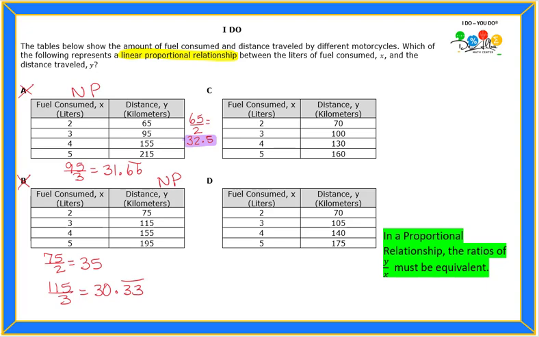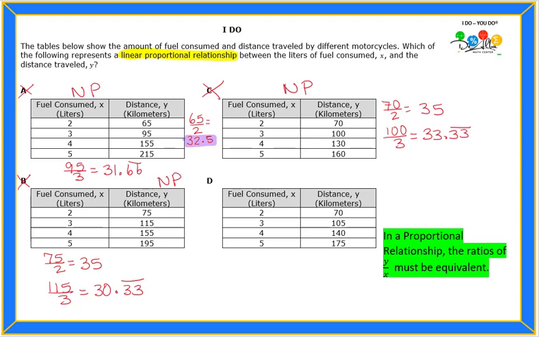Very good. Let's go to C. 70 divided by 2. Well, we already did it earlier, so it is 35. 100 divided by 3, what is it? 33.333, right? Did I get the same numbers? No, no luck. So that's a non-proportional relationship. So hopefully letter D it is, right?